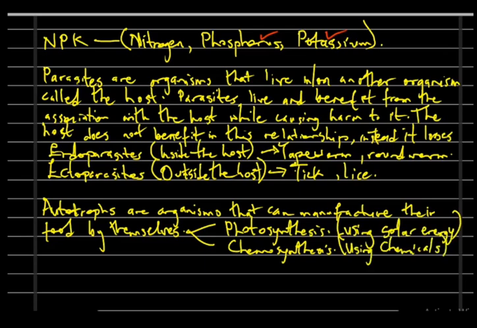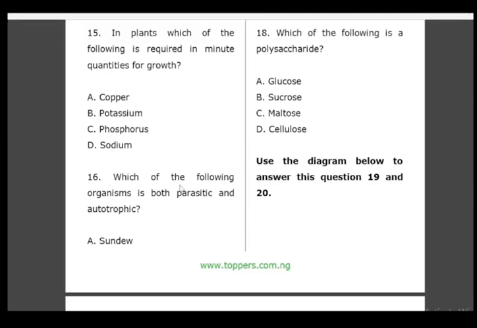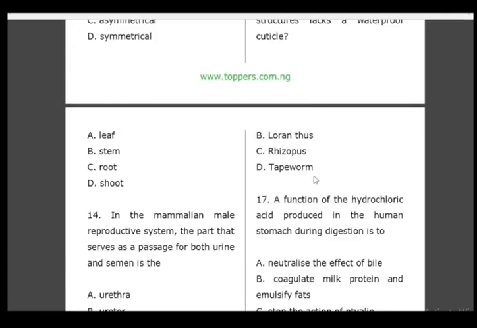So now we understand what parasites are and what autotrophs are. If we pick our question very well now, we will discover that some of them are just parasites. They are not autotrophic because they cannot manufacture their food by themselves. Example, tapeworm cannot manufacture its own food by itself, so it is basically a parasite because it is found in the gut of man. Then rhizopus lives on another organism, so it is not an autotroph.